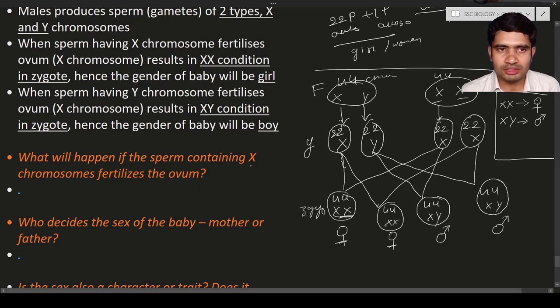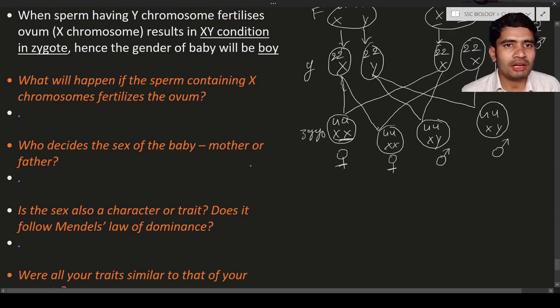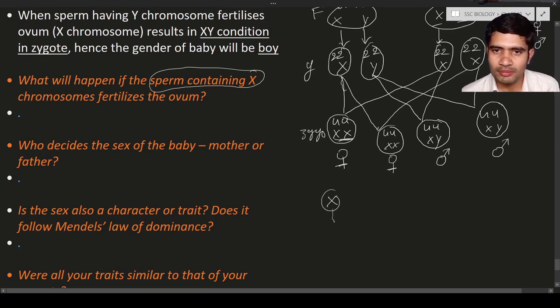And here are a few questions. What will happen if the sperm containing X chromosome fertilizes the ovum? It means the X chromosome spermatozoa fuses with the X ovum. Then it is going to lead to the formation of 44 plus X and X. If the allosomes are X and X, then it will be female. The gender of the baby will be female.